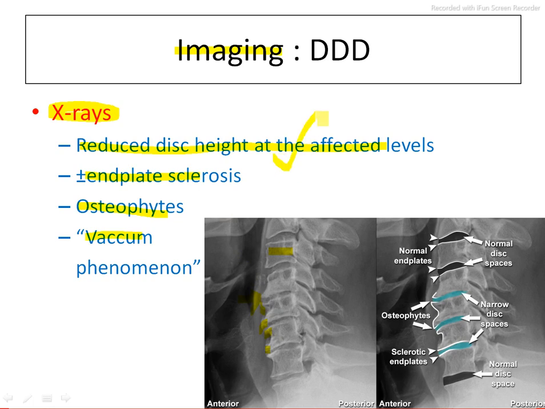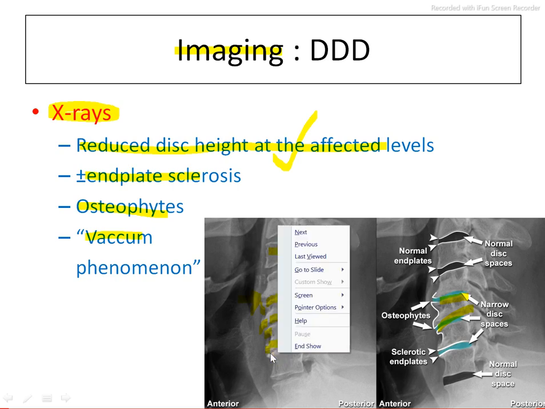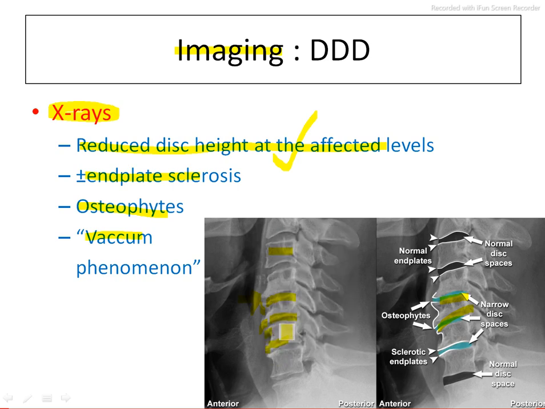You see reduced disc height. You see here the disc height has been reduced, and there is sclerosis of the end-plate here and here, and different osteophytes we can see here. You see here, these are the osteophytes. You see the pointed projections from the vertebral body. So these are the osteophytes.